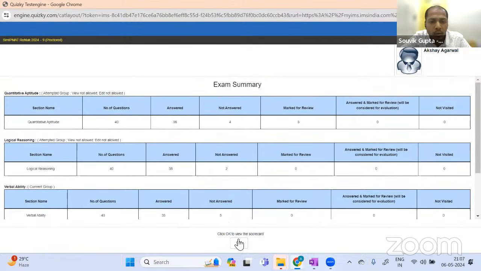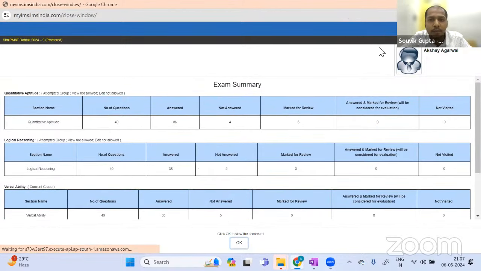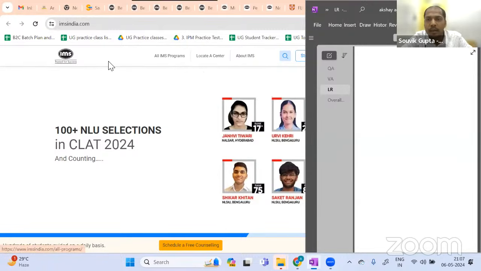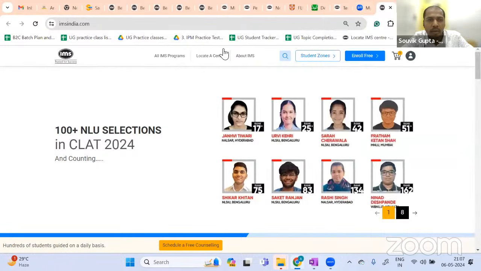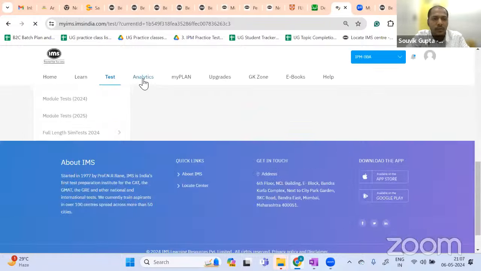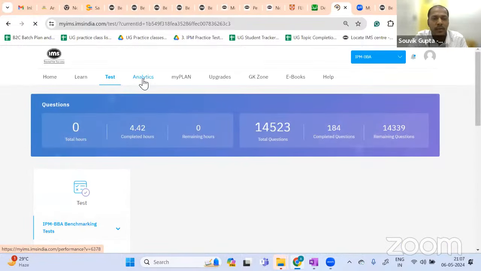I click on OK to view the scorecard. I think it's taking me to my IMS homepage. So I just go to analytics. I couldn't actually check how many questions I attempted, but I think we'll be able to see it here on the scorecard.